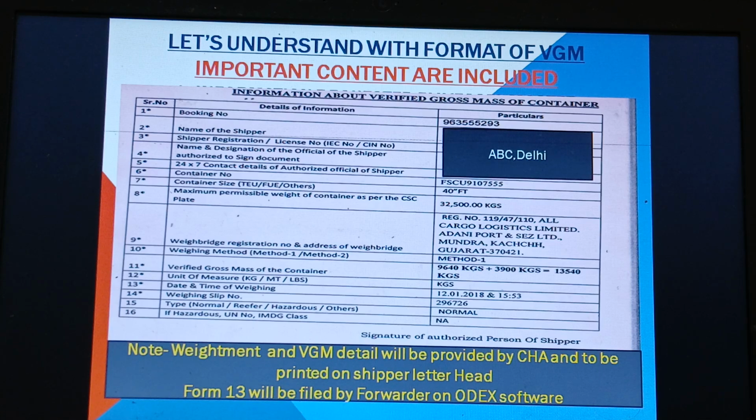Then the signature. So the final and most important thing: the weighment and VGM details will be provided by the CHA and to be printed on the shipper letterhead. Form 13 is the form that should be filed by the forwarder on ODeX software. This is the software the forwarder uses for filing Form 13, that is called the VISA. So guys, this is all about the VGM and Form 13, and we will move to sailing in the next video. I will let you know about the sailing procedure, vessel sailing, and how things go on.